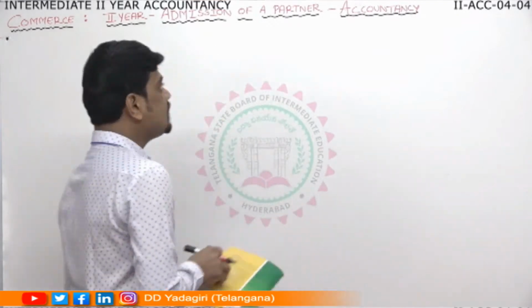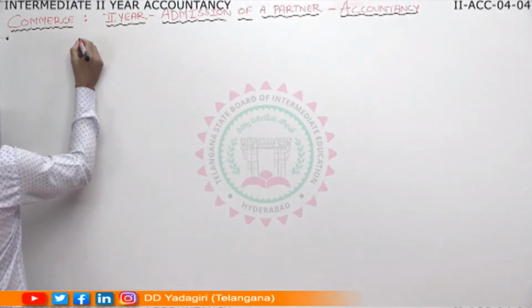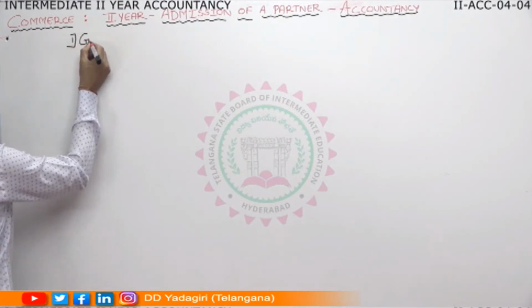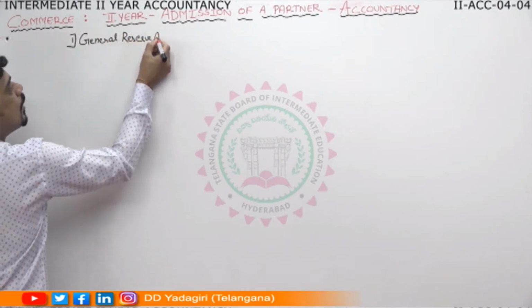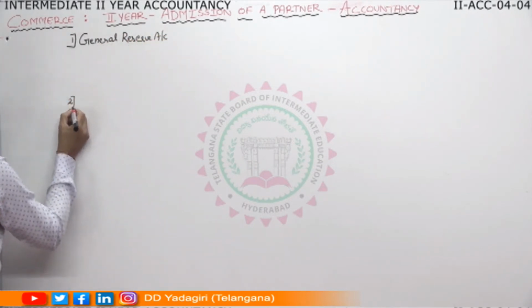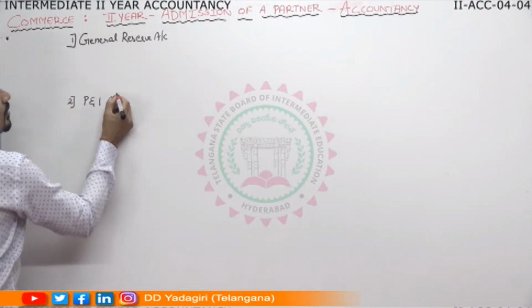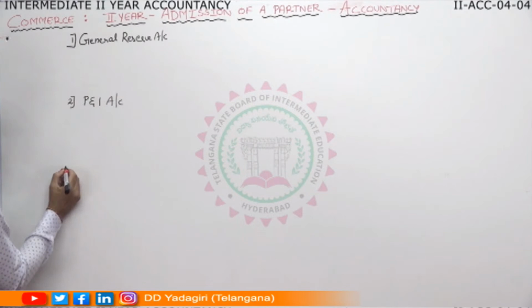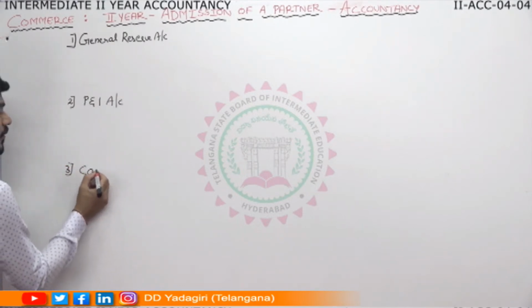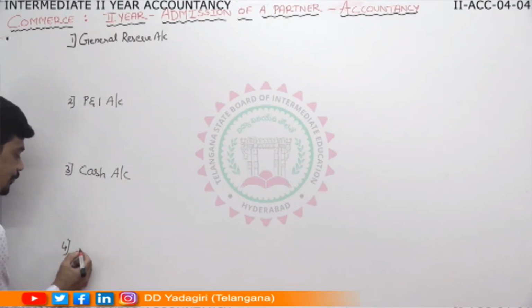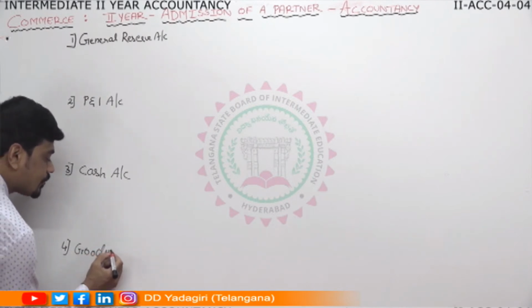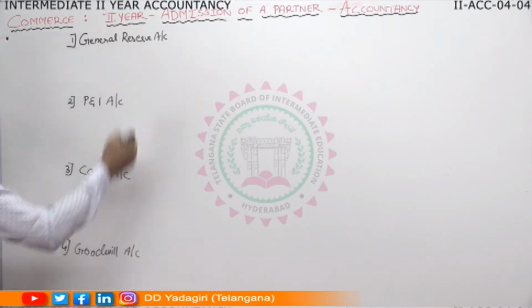Now, how are we going to draft the accounts? You see here, I am drafting the accounts and the sequence of accounts I am going to follow. First, I am going to prepare the general reserve account, about 4 lines, followed by profit and loss account, again about 4 lines. Third, I'll make one cash account, 4 lines. Number 4, I'll make the goodwill account.